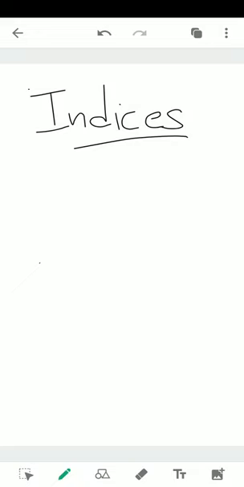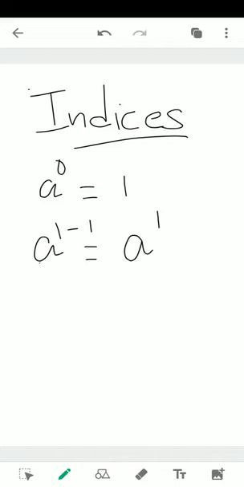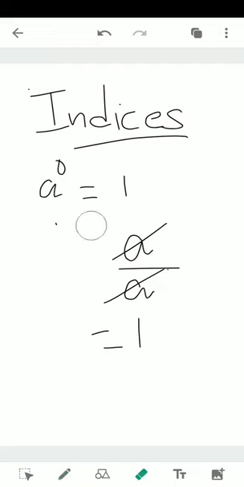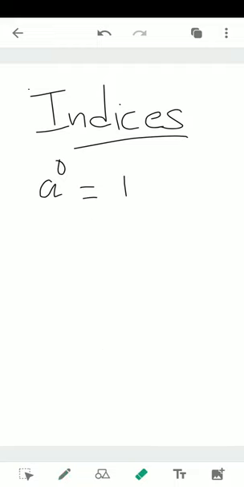All of you know a to the power 0 is 1. This holds because a to the power 0, I can write it as a to the power 1 minus 1. So it will be a to the power 1 divided by a to the power 1. So I can say that a to the power 0 is equal to 1. So this is one of the rules.